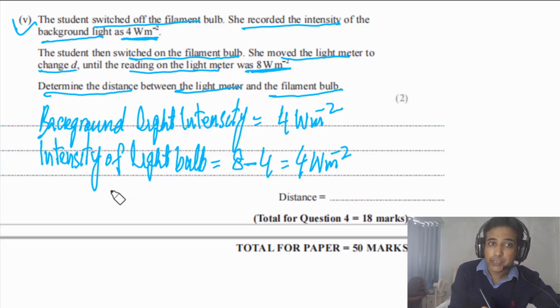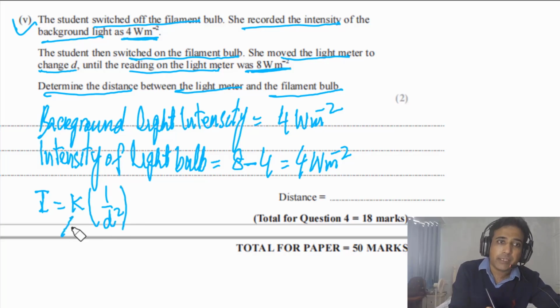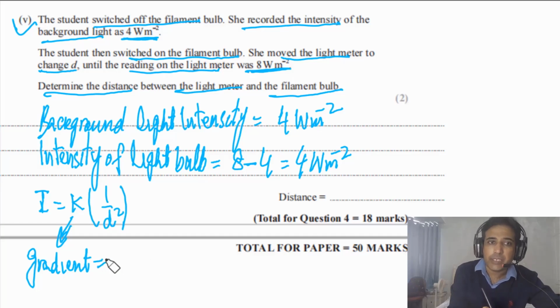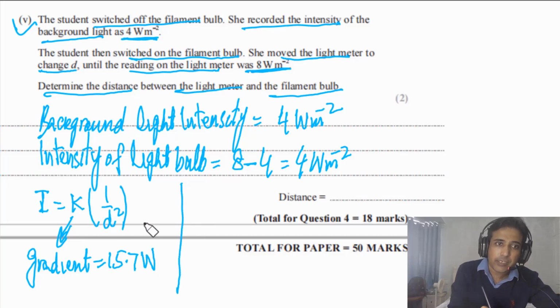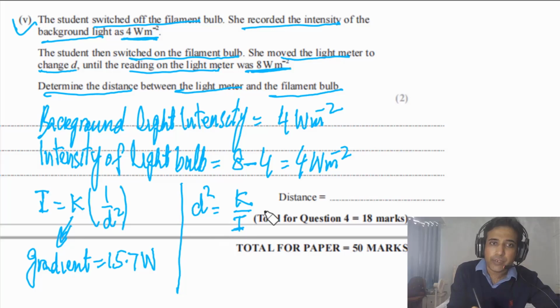Now we need to calculate the value of D, but in the question it is given to us that intensity is equal to K times 1 over D squared. Then K is the gradient. K is equal to the gradient, and the value of the gradient we have already found in the last part, that was equal to 15.7 watts. Now we simply need to plug in values. So if we rearrange this one, D squared will be equal to K divided by I. So we need to find the value of D, so this will be equal to the root of K divided by I.